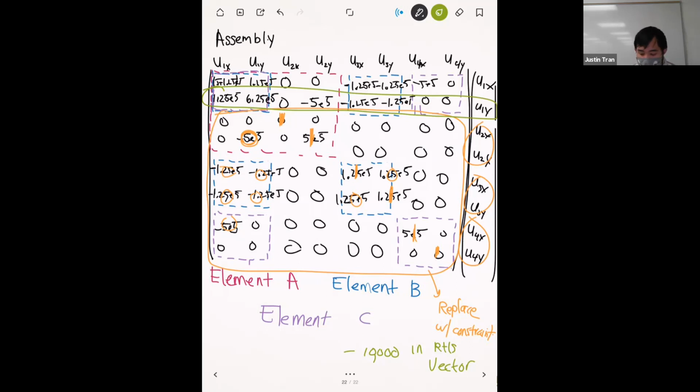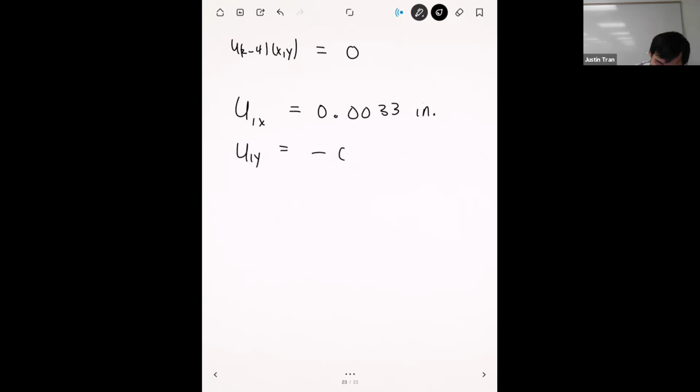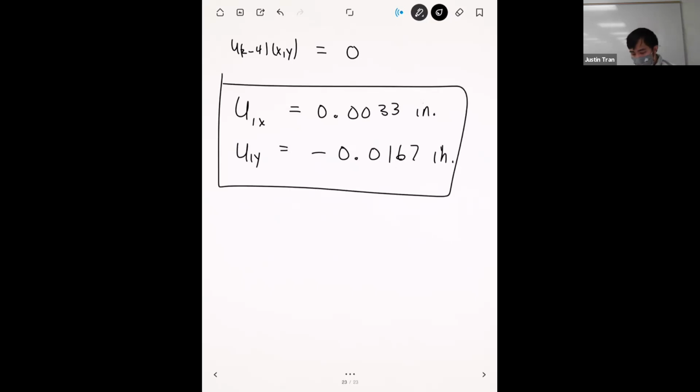We are out of time, so I'm going to go ahead and just write the answer down really quickly. If you solve it, all of the u values for nodes 2 to 4 for both x and y are going to be 0. The only non-zero displacements you're going to get are u1x, which is 0.0033 inches, and u1y, which is minus 0.0167 inches. That's the deformation that you have at node 1.